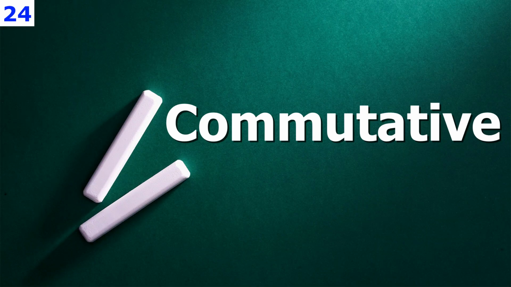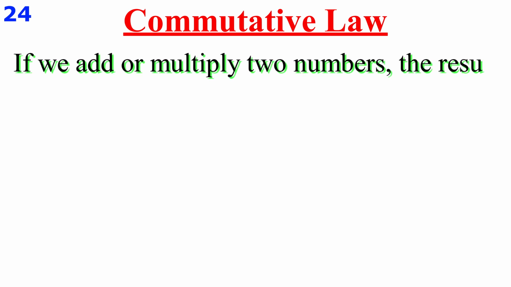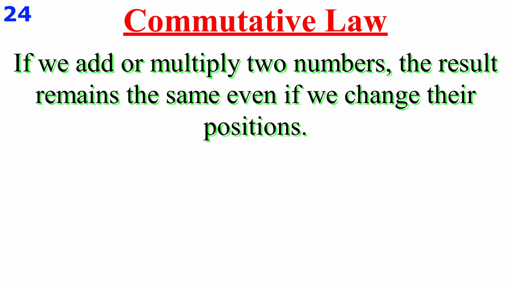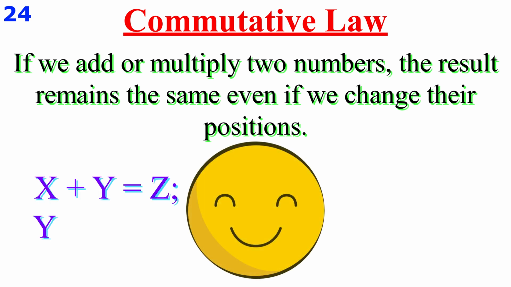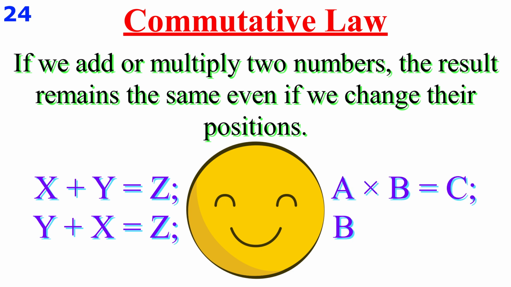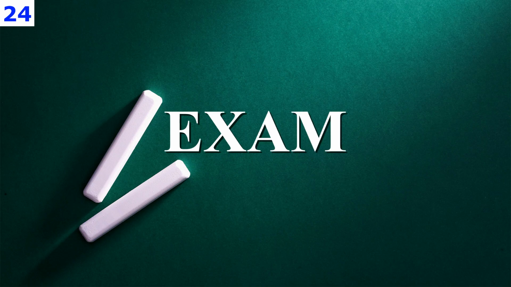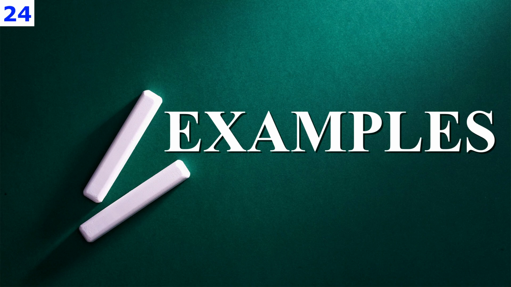And friend, now commutative law. When we add or multiply two numbers, then the resultant value remains the same, even if we change the position of the two numbers. Friend, you can say the order in which we add or multiply any two real numbers does not change the result. It is easy to prove the commutative law for addition and multiplication with examples.